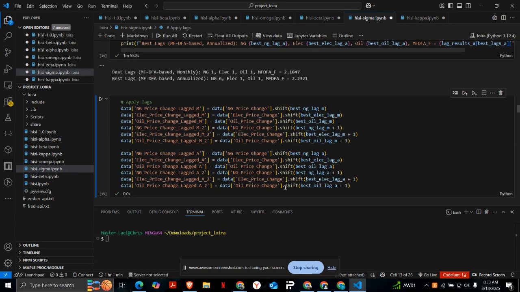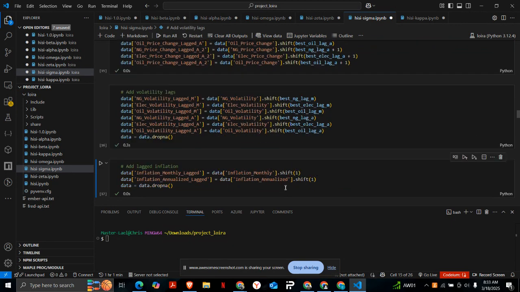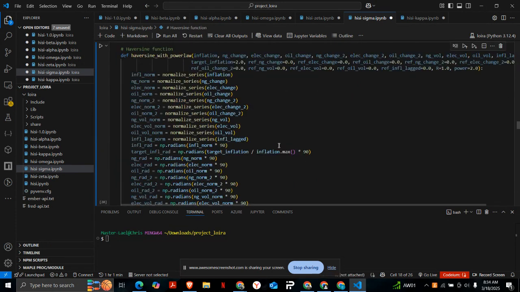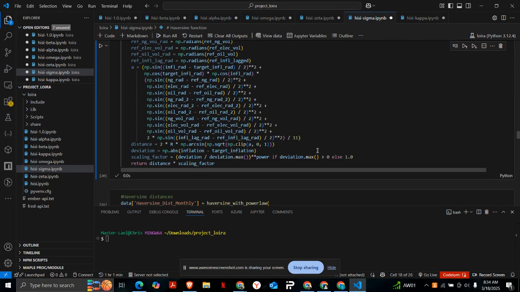This is just a lag selection. You can see what our MFDFA does for selection of our lag values. Then we apply them. I also incorporated the volatility lags and lag for inflation values, and this is our value for R. I normalize the time series as I've explained already, and now this is our Haversine formula and what it is doing.